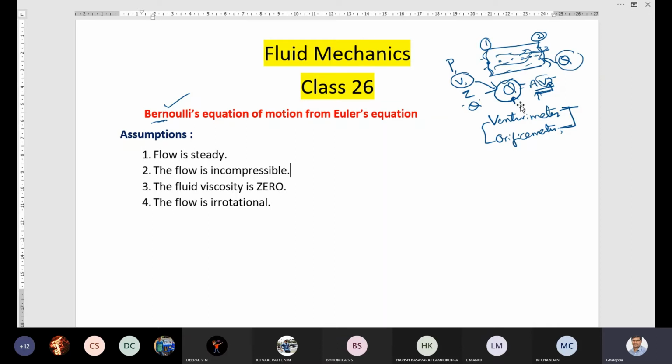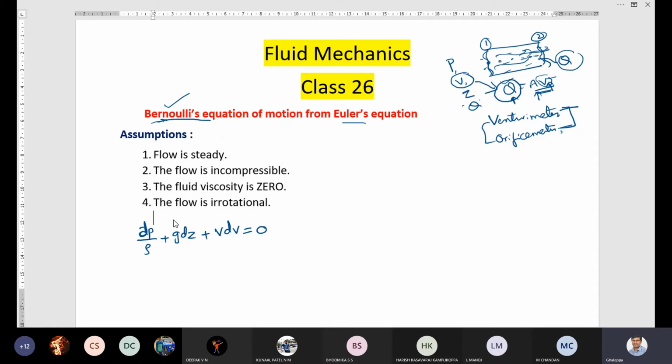That is the continuity equation. So what we do in today's class is derive Bernoulli's equation from Euler's equation of motion. What is Euler's equation of motion? We discussed it in the previous class. We'll write Euler's equation now: dP by rho plus g dz plus V dV is equal to 0. This is the Euler's equation we considered in the previous classes.